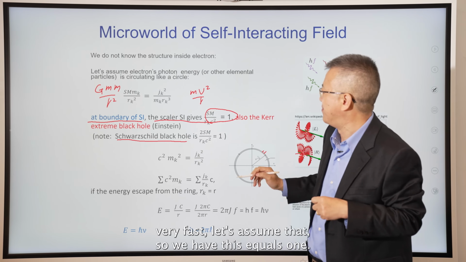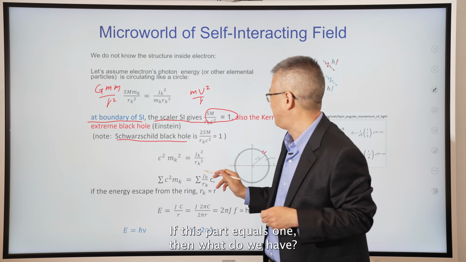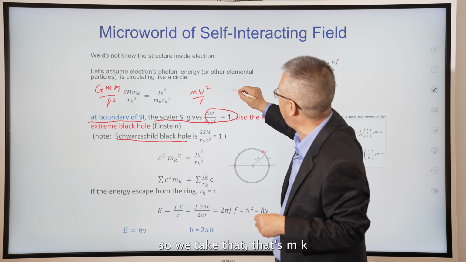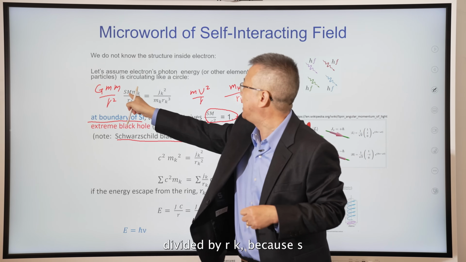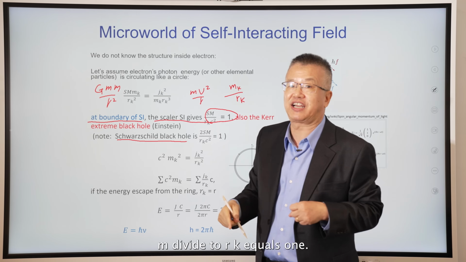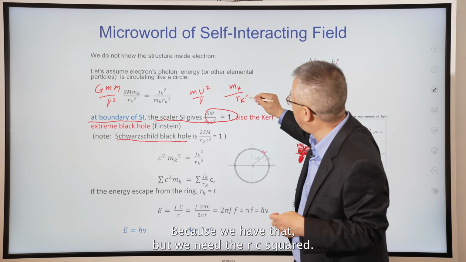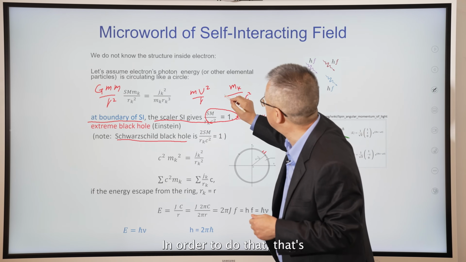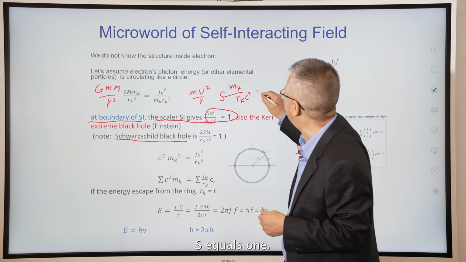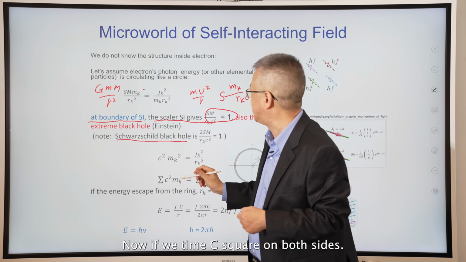So we have this equals 1. If this part equals 1, then what do we have? We take that, that's m divided by r, because S m divided by r equals 1. But we need r c squared. In order to do that, S equals 1. Now if we multiply by c squared on both sides.